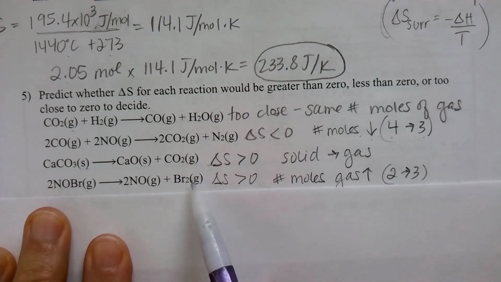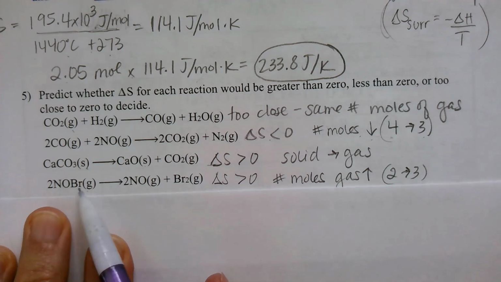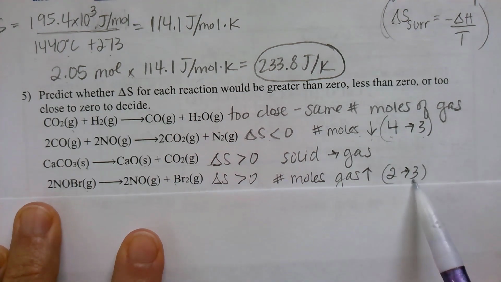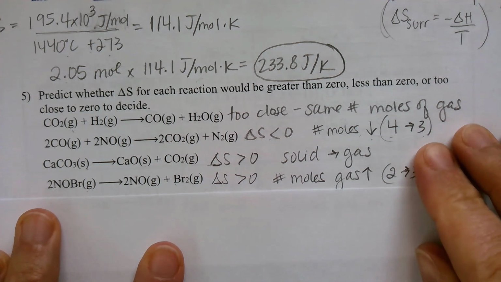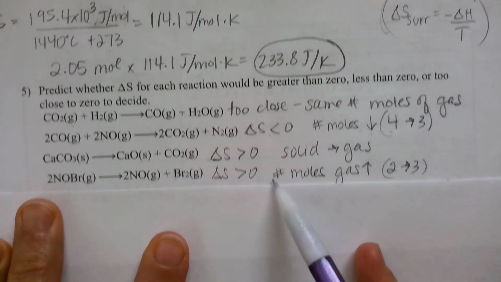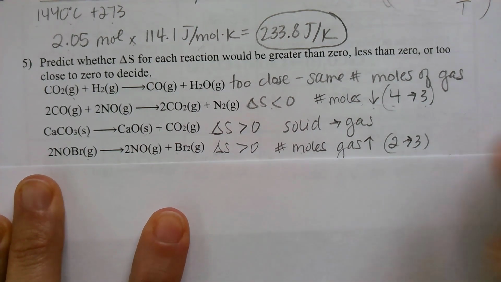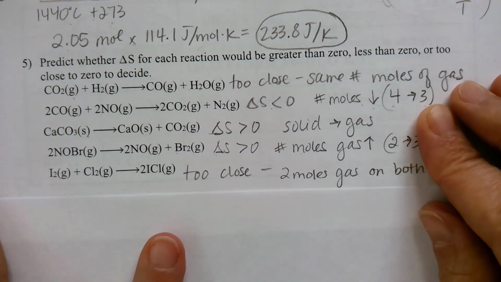Okay, so notice I've got all 3 gases here. Let's look at our number of moles. 2 moles on the left to 3 moles on the right. So 2 to 3. That means that there is more chaos, more disorganization, greater entropy. So delta S is greater than 0 because our number of moles increased.